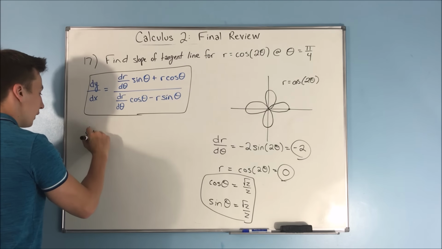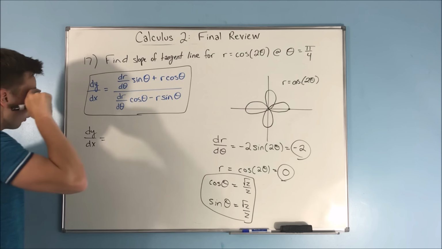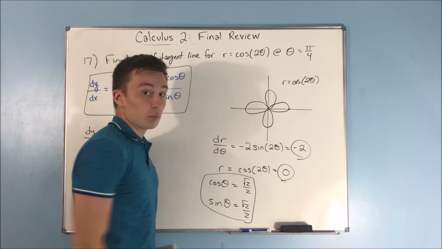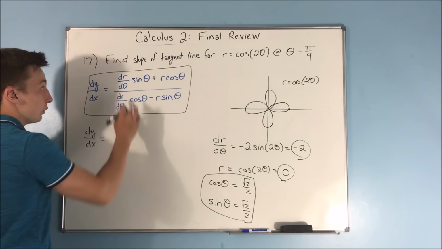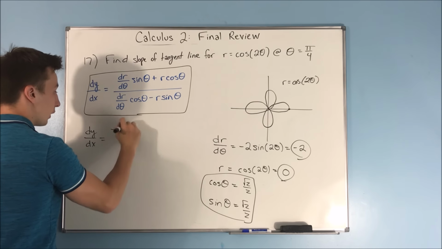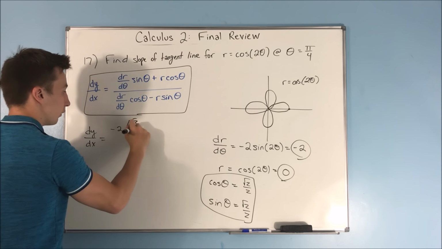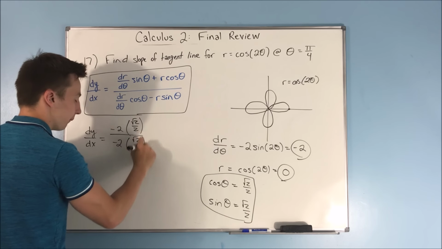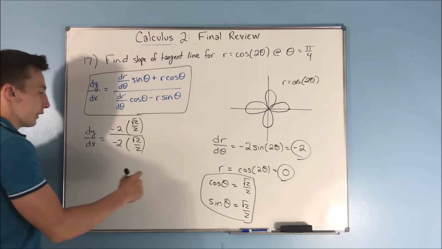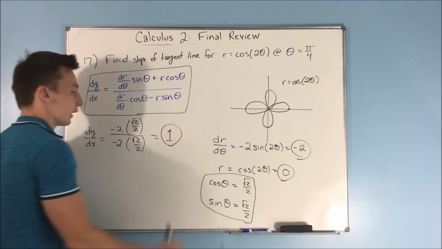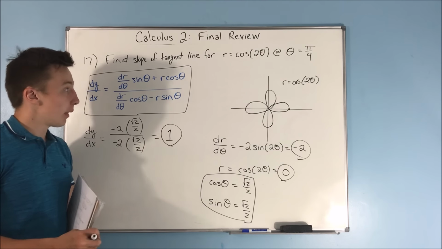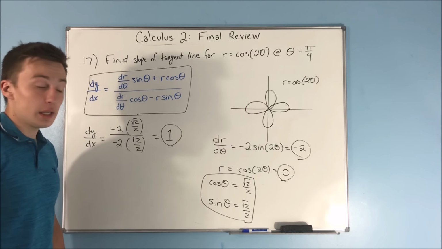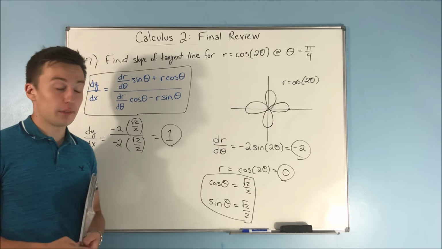We now get that dy/dx is going to be equal to, well, we don't even need to worry about the r parts, because we know that r is just 0, so it's going to cancel off that whole term. Now, dr/d theta is -2, times sine of theta, that's rad 2 over 2, over dr/d theta, which is -2, times cosine of theta, which is rad 2 over 2. Obviously that is going to be equal to 1, which is your answer. Nothing too difficult there, as long as you know this formula. And if you don't, as I said before, you can actually derive it.